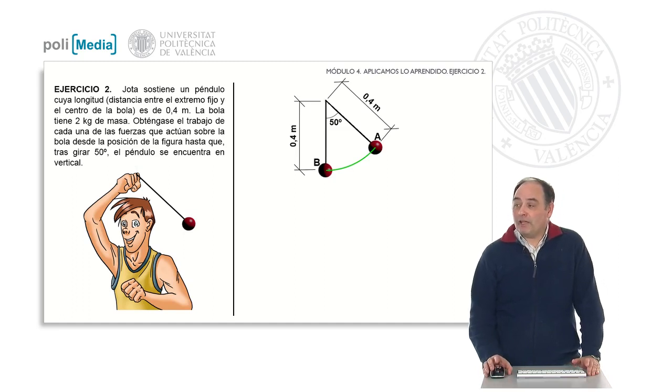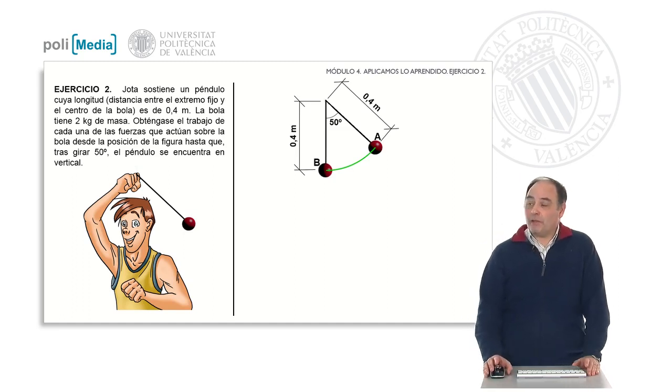Here is the corresponding diagram. We have the pendulum in the initial position A, the pendulum in the vertical position B, and the angle of 50 degrees. We also have the measurements that we have discussed. The pendulum measures 0.4 meters at both the starting position and the target position. We need to get some measurements from this drawing, and let's see how to get them.